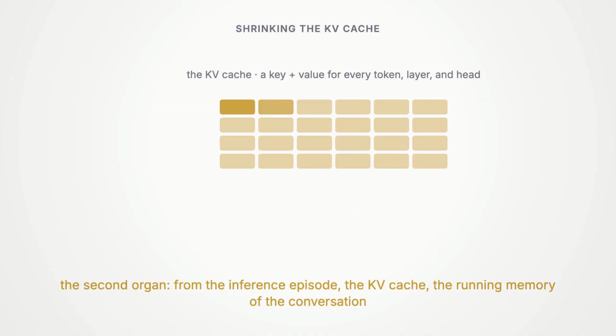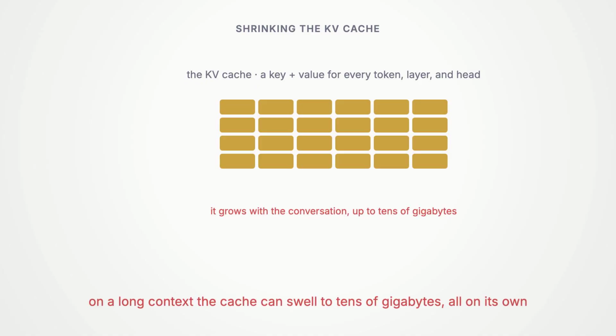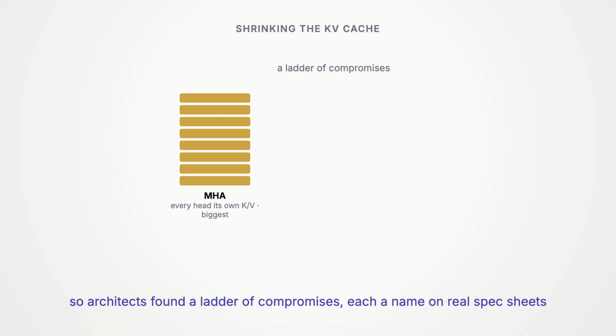Now the second organ, the one that decides how much conversation you can afford to remember. Back in the inference episode, we met the KV cache, the running memory of everything said so far. For every token in the context, the model stores a key and a value on every layer for every attention head. That cache grows with the conversation, and on a long context it can swell to tens of gigabytes, all on its own. So architects went hunting for a way to shrink it, and they found a beautiful ladder of compromises, each one a name you will see on real spec sheets.